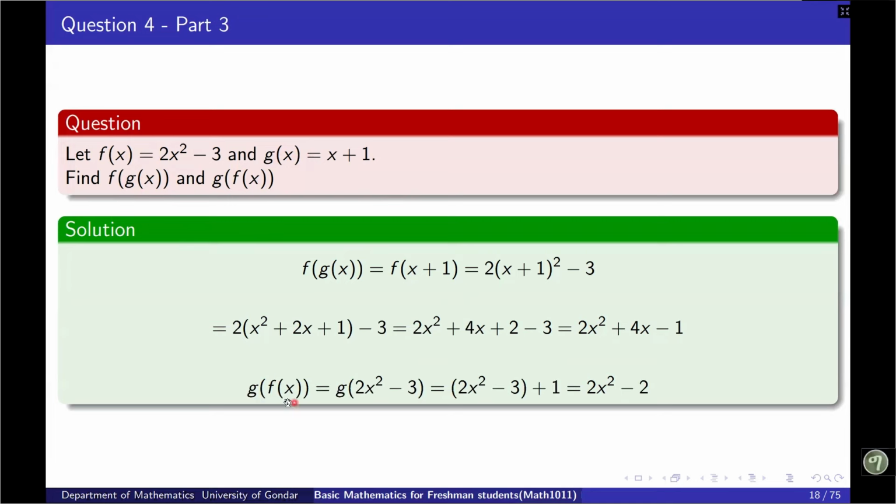Similarly, g composite of f of x is g of 2x squared minus 3, because f of x is 2x squared minus 3. The output for g is the input plus 1. So it is just 2x squared minus 3 plus 1, which is equal to 2x squared minus 2, since minus 3 plus 1 is minus 2. So that is how we can obtain the composition of two functions.